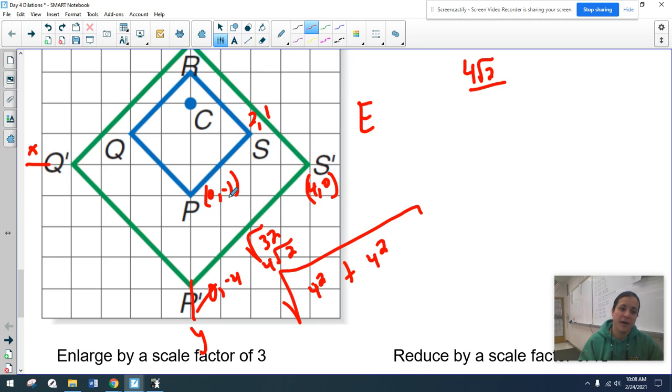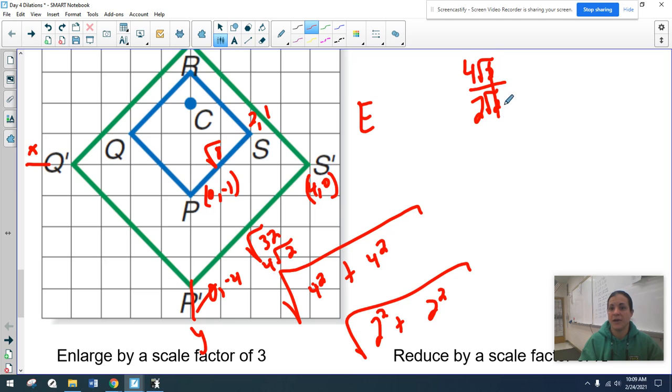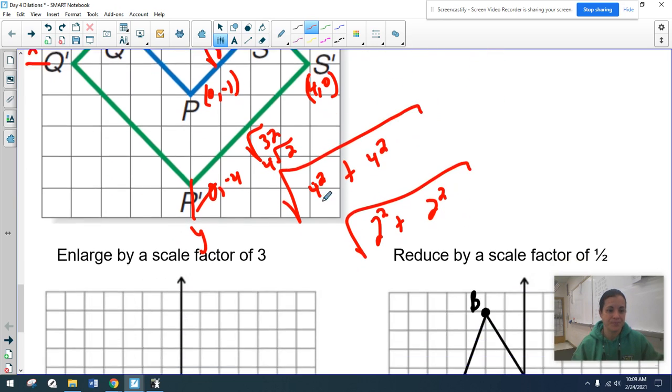Okay, for the blue one, I've got to do it again. So 0 - 2 is -2 squared. And then I've got -1 - 1, which is another -2 squared. So I'm going to get 4 and 4, which is the square root of 8. And if I break down the square root of 8, that's going to give me 2 square roots of 2, which goes away. So my scale factor is 2. So it's a little more annoying if they don't have any vertical or horizontal lines, but that's how you're going to figure it out.